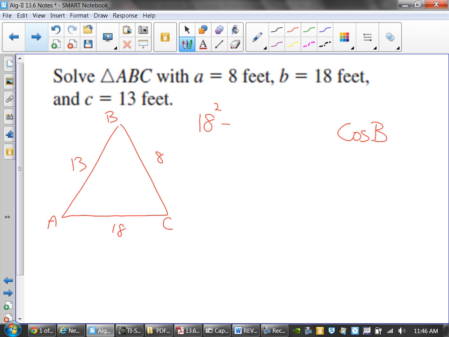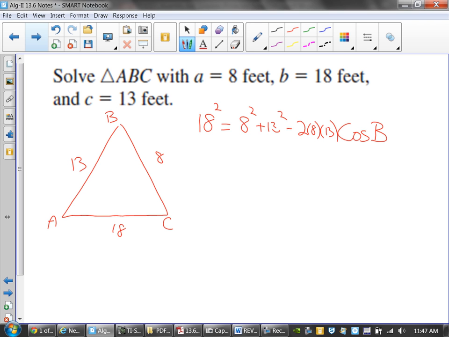18 squared equals 8 squared plus 13 squared minus 2 times 8 times 13. And I get that. Are we okay with that? What I'm doing here again is solving for the largest angle within the triangle. If you fall back on that rule, or that hint, you're going to run into fewer issues with, will it work, will it not work. So again, this is nothing more than a nasty looking equation that has one variable.